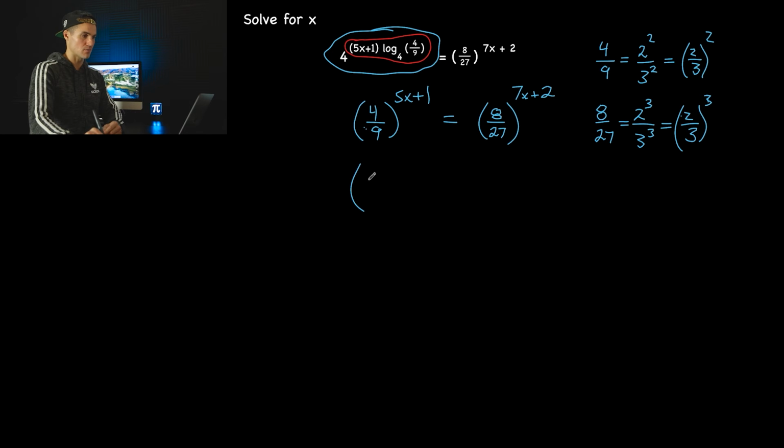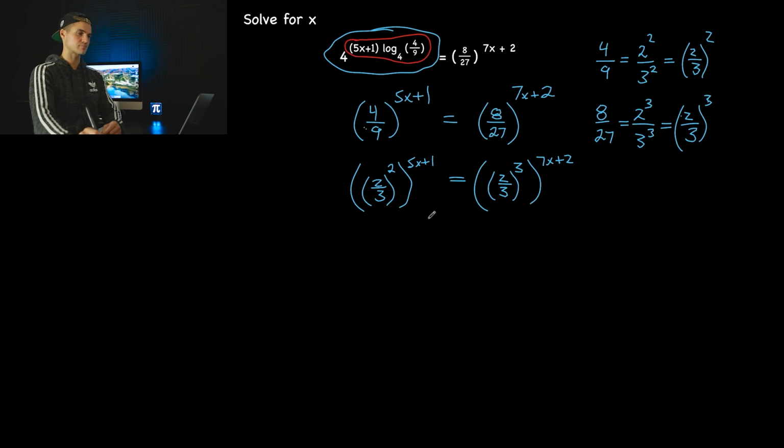Let's put another bracket here. So 2 over 3 to the power of 2, like that, and that's going to be to the power of 5x plus 1, equals the 8 over 27, that's 2 over 3 to the power of 3, right, that we just did here. And that's going to be to the power of 7x plus 2. And now notice that we have both sides with the same base. At this point, we could actually drop the bases. Actually, before doing that, let me show you. Let's get rid of a bunch of brackets here.